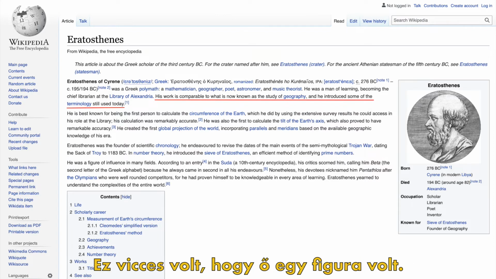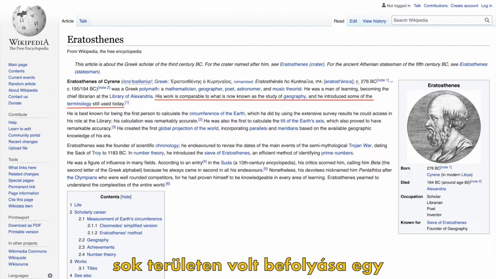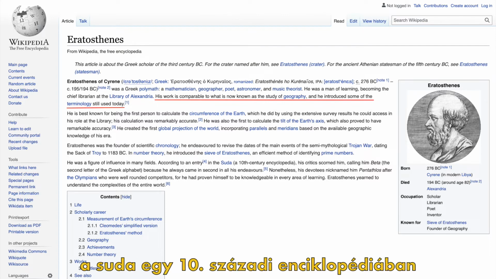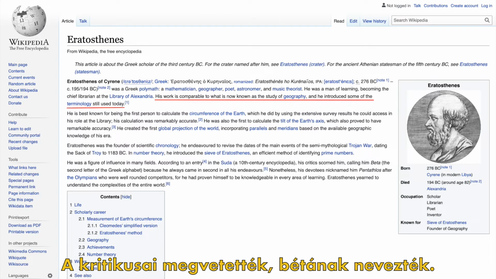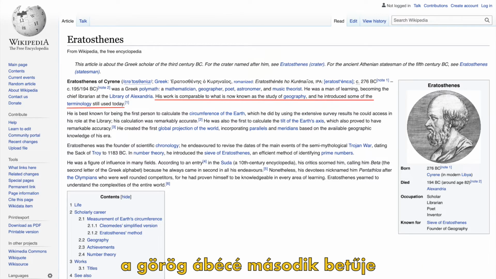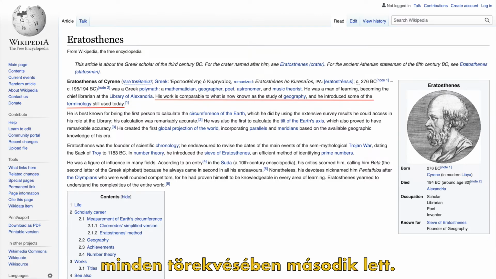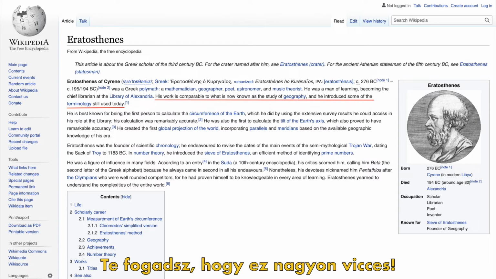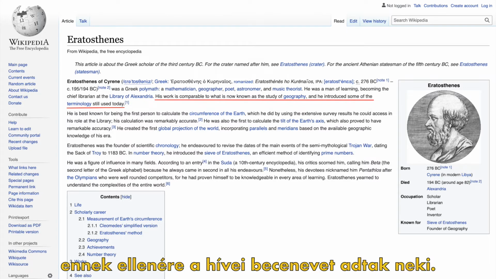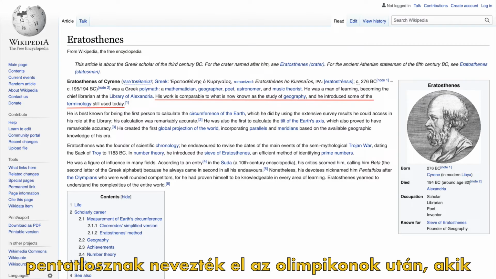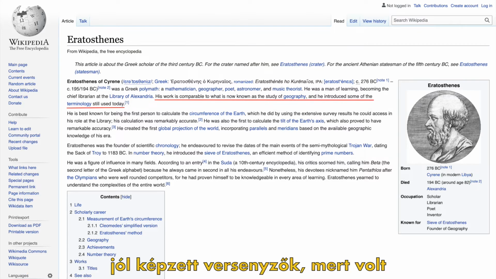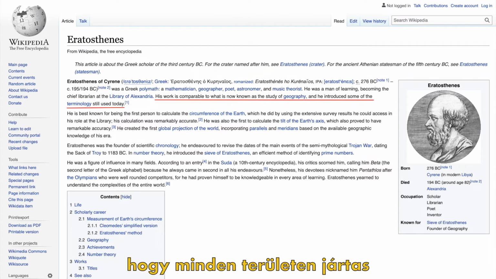Look at the bottom paragraph. I thought that was funny. He was a figure of influence in many fields. According to an entry in Suda, a 10th century encyclopedia, his critics scorned him, calling him Beta, the second letter of the Greek alphabet, because he always came in second in all his endeavors. You Beta. Oh my God, that's funny. Nonetheless, his devotees nicknamed him Pentathlon, after the Olympians, who were well-rounded competitors, for he had proven himself to be knowledgeable in every area of learning. Yeah, quite an interesting fellow.